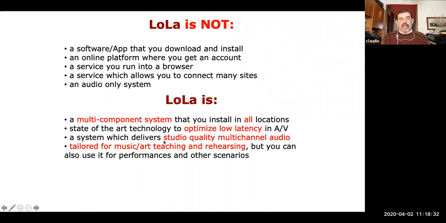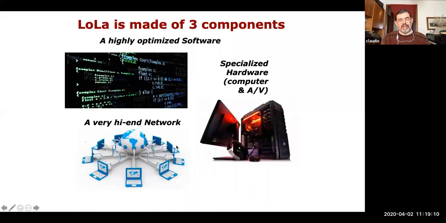So what is it? It's a multi-component system that you need to install everywhere. So even if you are in a higher education institution with a very good network and so on, Lola must also be on the other end. If it is on the other end in another institution, that's fine. But if it is in the student's home, then the student has to have exactly the same stuff that you have. It is optimized to make the latency as low as possible. So it also uses state-of-the-art technology. It is not impossible to get the technology. You will see it in a future slide. It's something you can even go and buy in a shop yourself. That's not the problem.